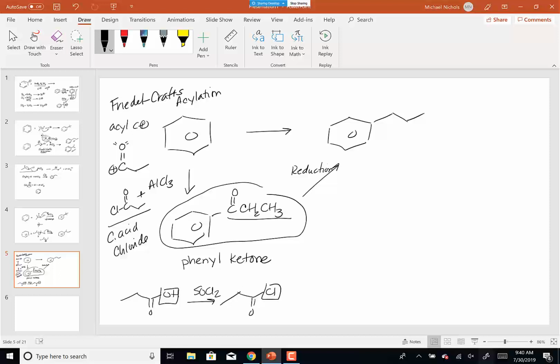Now, once I make that phenyl ketone, the question is, how do I reduce the C double bond O, not to a COH, but all the way down to a CH2? There are probably some alternative methods here, but there are two primary ones that we use for this.